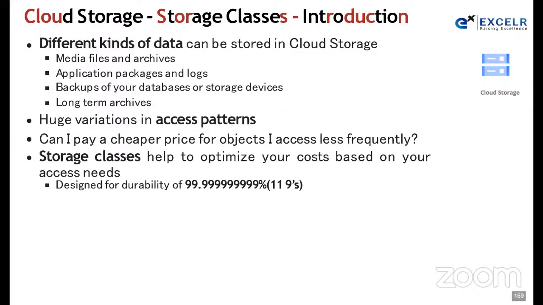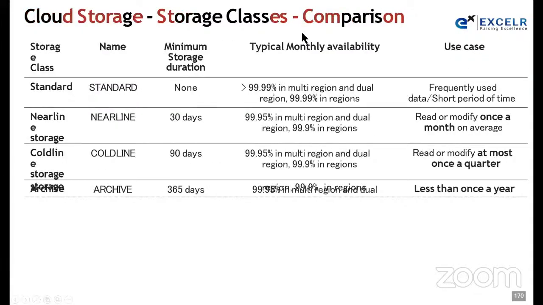Again, the data which is being stored in your storage class will provide you high durability, which is measured in terms of nines. In this case it is 11 nines. So this is a comparison table of when to use what storage class and what different features you are going to get from the storage class.